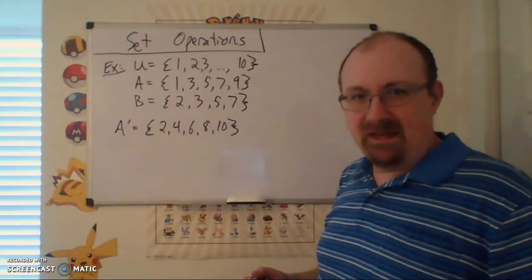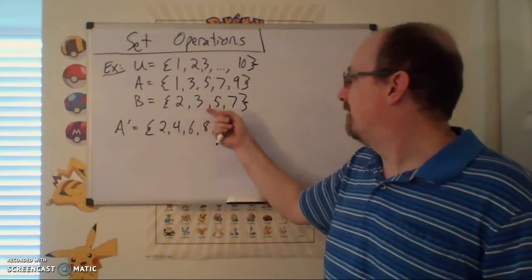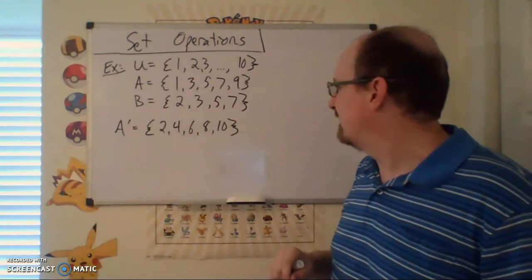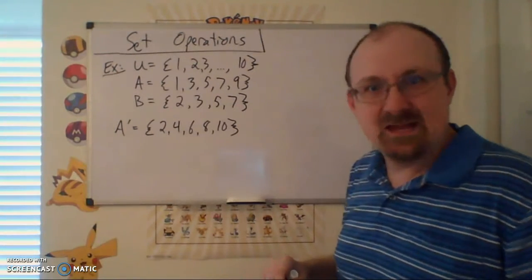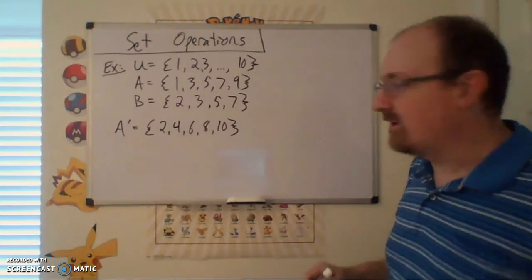You could do the same thing for B. You'd have what, 1, then 4, and then what? As you say, 1, 4, 6, 8, 9, 10. So you could work it out the same way.